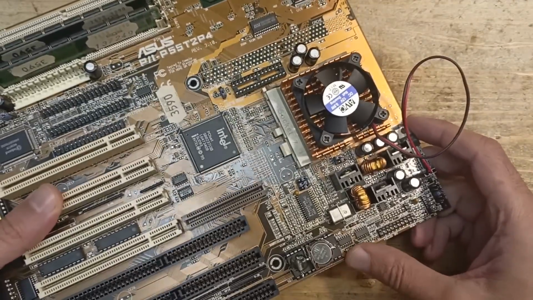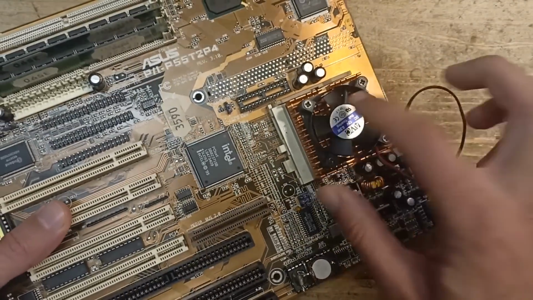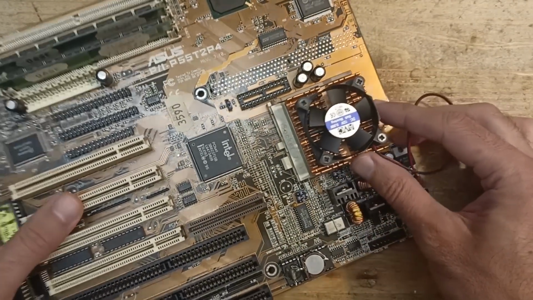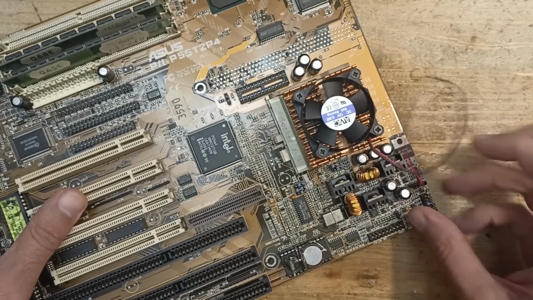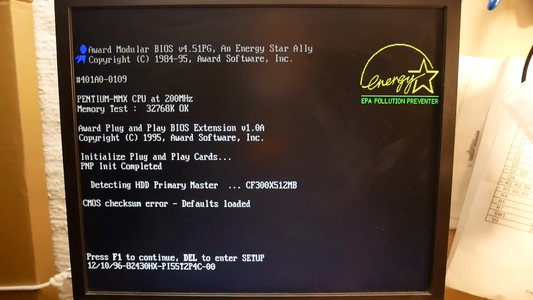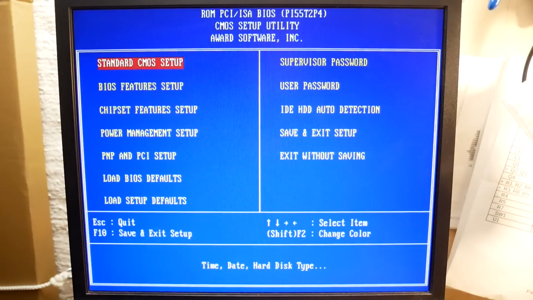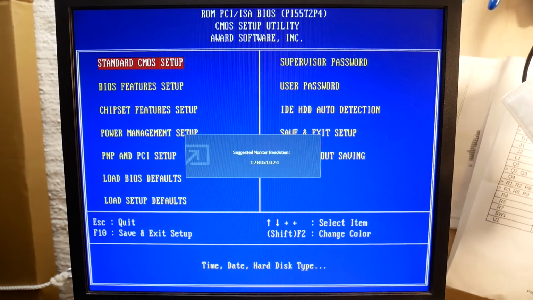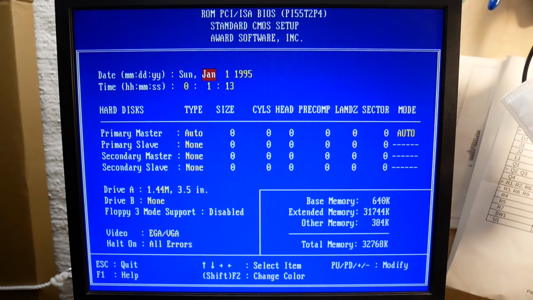I left the 166MMX in the other board and inserted a 200MHz MMX into this one. Let's see. The postcodes are running and the picture is also already there. The first thing we can see is that the error message about the empty CMOS battery has gone. That's a good sign. Checksum error is expected since the BIOS settings were not yet saved. Let's see if that will work too.